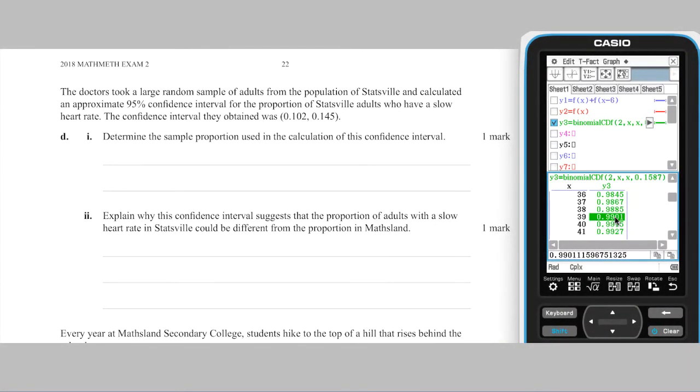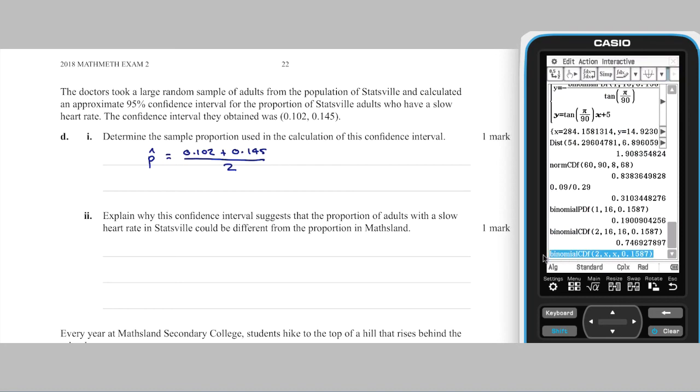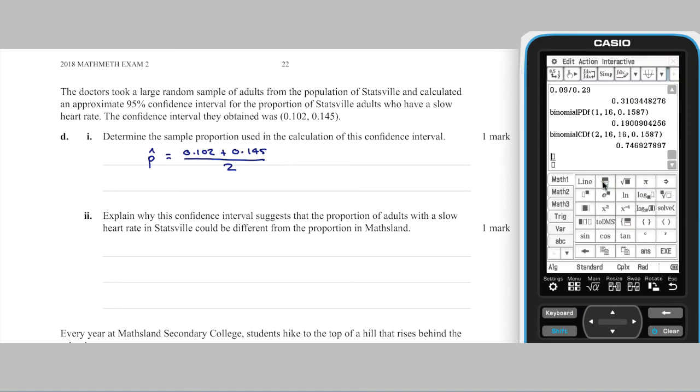Part D, Part 1. The sample proportion p hat is equal to the average of the bounds of the confidence interval, i.e. 0.102 plus 0.145 divided by 2, giving us a p hat value of 0.1235.